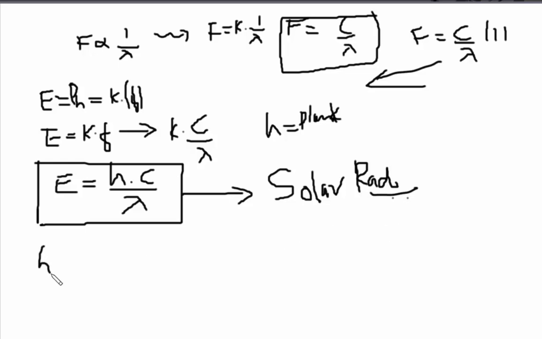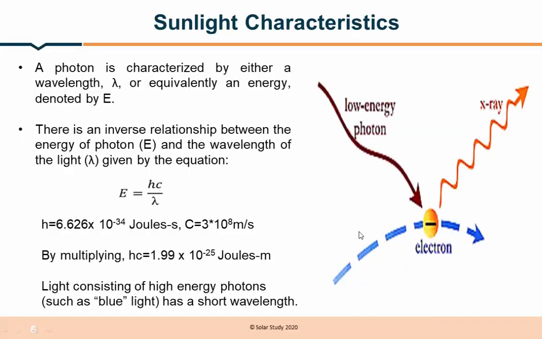Then what is the h value? h is equal to 6.626 into 10 to the power of minus 34 joule second, as I already told. Then c is the velocity of light, 3 into 10 to the power of 8 meter per second. So by multiplying h and c, we get the value 1.99 into 10 to the power of minus 25 joule meter.